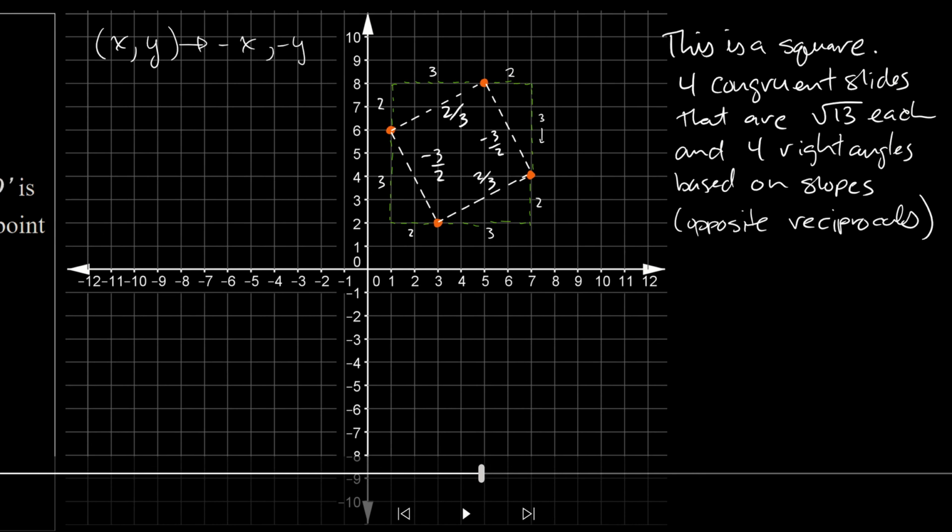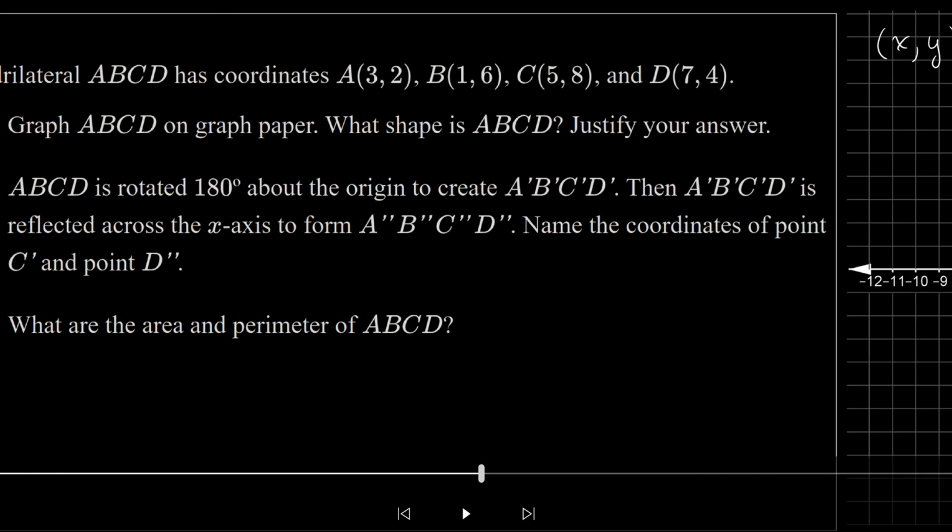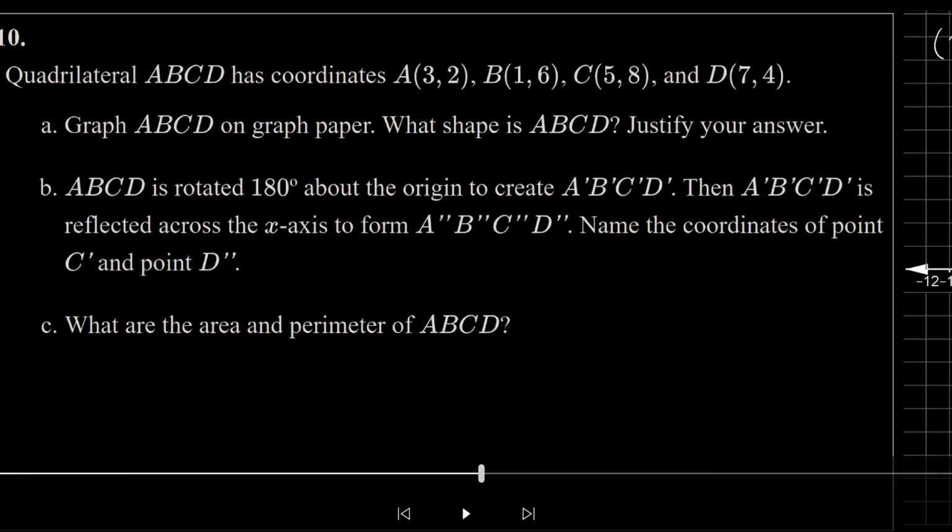And then it says I'm going to apply this rule. Okay, so now it says this thing is rotated 180 degrees about the origin to produce a new one. Then it is reflected across the x-axis to form this double prime one. Name the coordinates of point C prime, that's after the first reflection, and then D double prime.